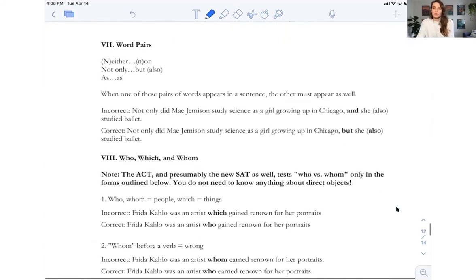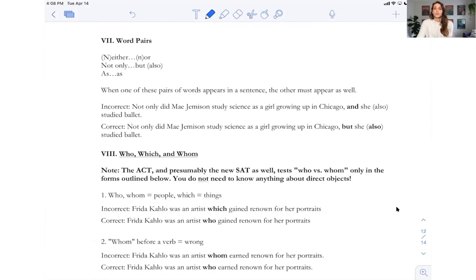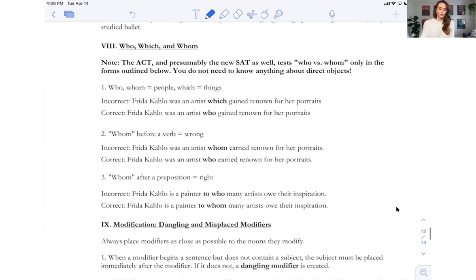Word pairs. So word pairs occur together, just like word pairs would indicate, right? So if I have neither, I need to see nor later in that sentence. I cannot say neither or. I can also not say not only just with but. I need not only but also. And as with as.